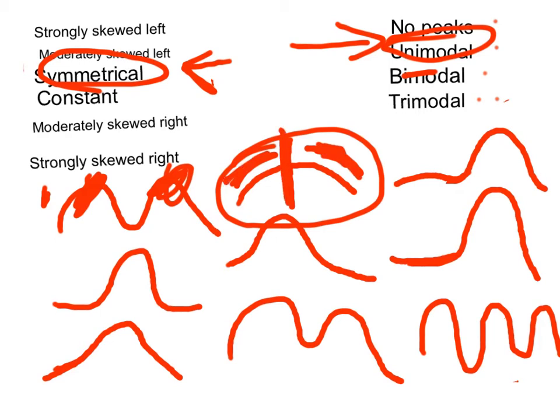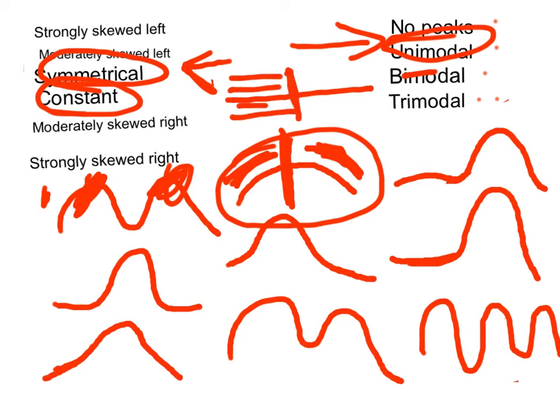Okay, so I don't have constant on here. So constant would just be a line like that. You know, if you were to cut the middle, everything on this side is exactly the same distance from the middle as everything on this side.